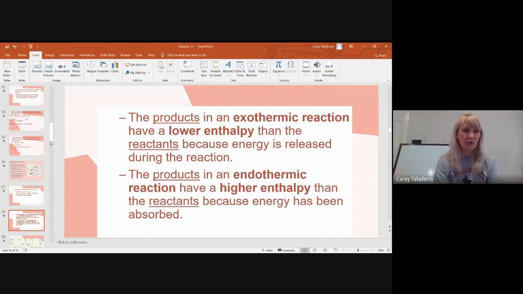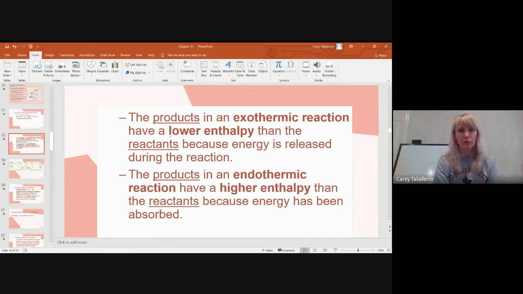I'm going to show you this on a graph, but pay attention. Let's review this one more time. The products, meaning what's made in an exothermic reaction, have a lower enthalpy than the reactants, and energy is released. The products in an endothermic reaction have a higher enthalpy than the reactants because energy gets absorbed. Now let's look at this in a graph form.